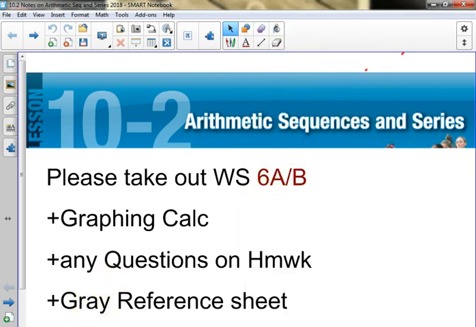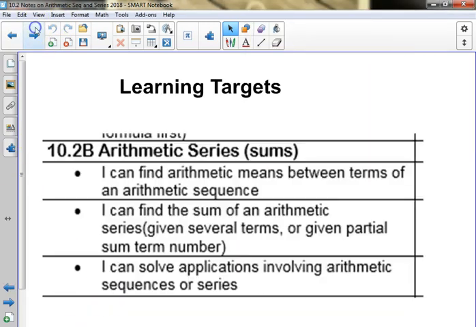Are we ready? Okay, so the learning targets are to find what are called arithmetic means. Basically, it just means missing terms, okay, between terms of an arithmetic sequence, and find the sum of an arithmetic series and solve application problems.